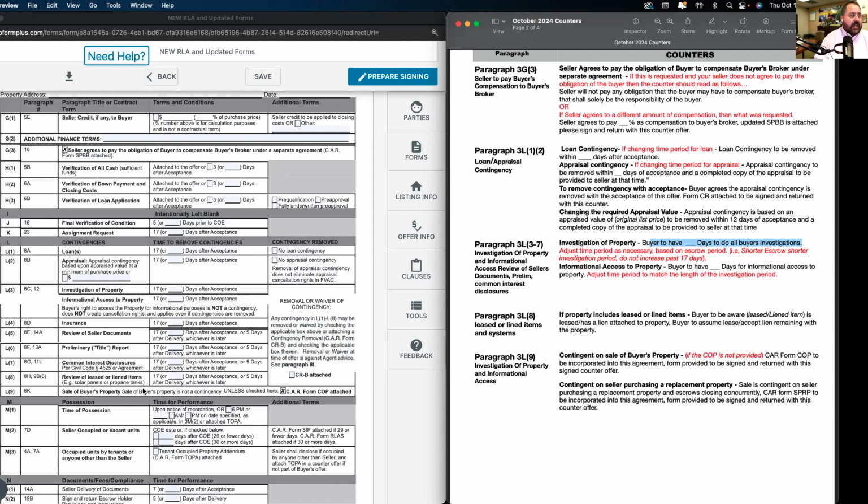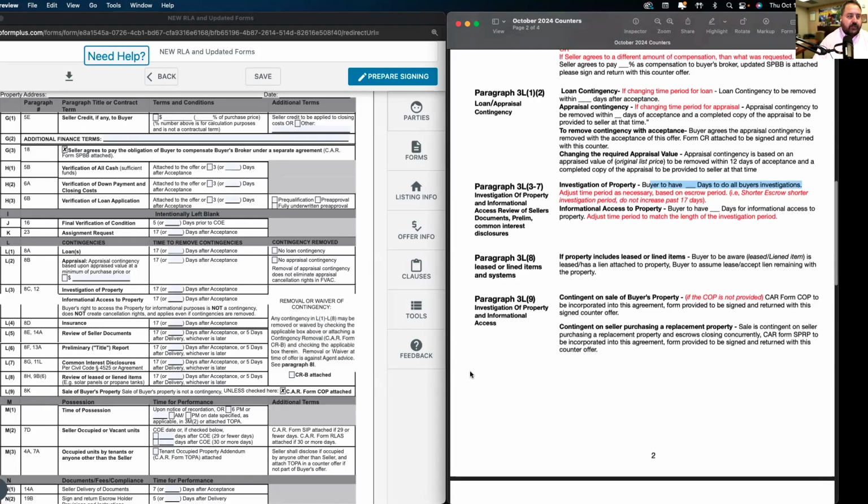So I would look at the items that need to have access to the property, like the appraisal and the home inspection, and whatever is the longest, make those match, right? So if my appraisal is 12 days and my investigation of property is 10, then guess what? My informational access, I'm going to counter that to match my appraisal, which is 12, so that they have enough time. Okay? Questions about those?